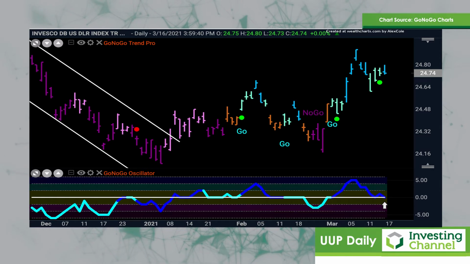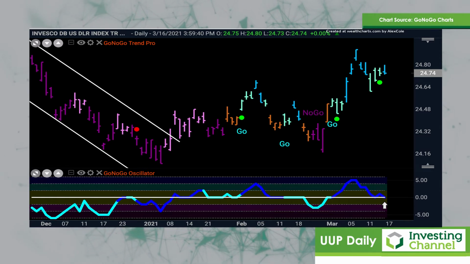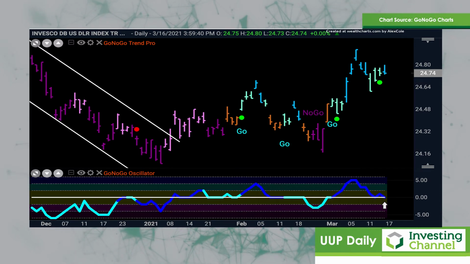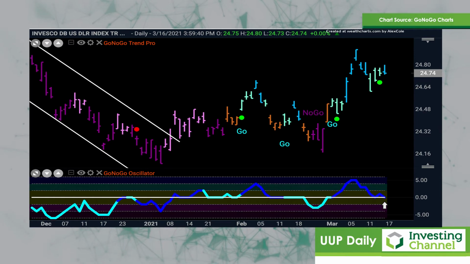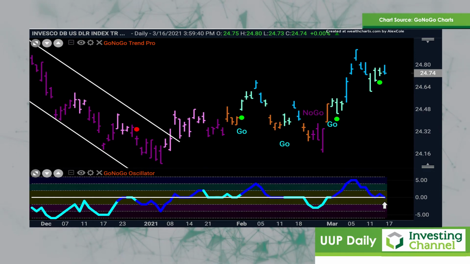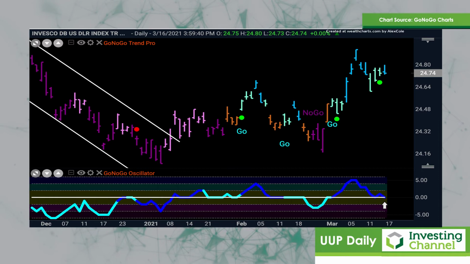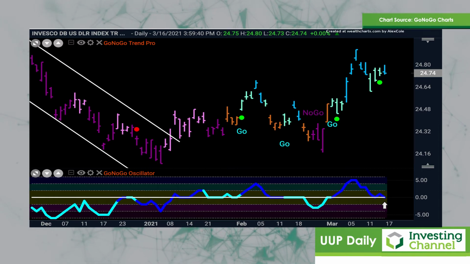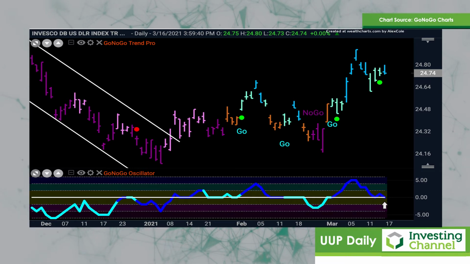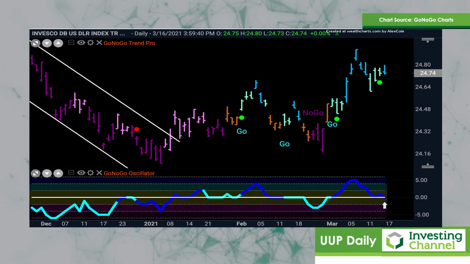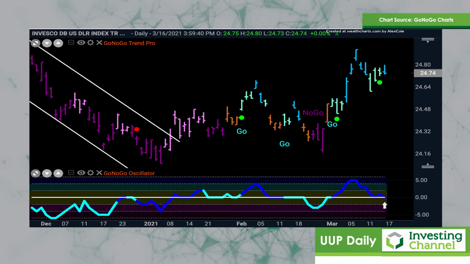If we look to the GoNoGo oscillator in the lower panel, what we can see is that after rallying into positive and even overbought territory on heavy volume, which is why that oscillator is darker blue, we've now come back to the zero line, which we know should hold as support if the trend is strong. Remember, if a go trend is in place, we should see heavy buying, even excessive buying as a trend moves higher.